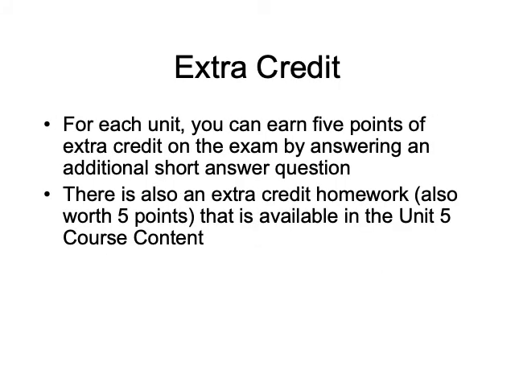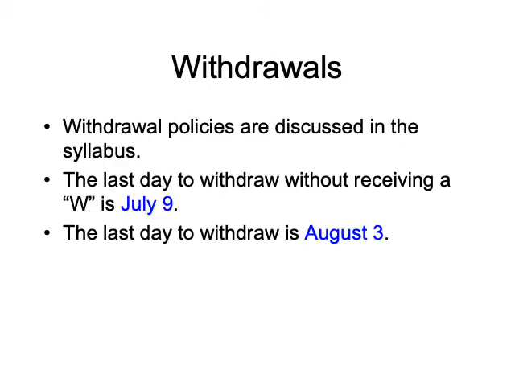For each of those exams, you can answer 1 additional question for extra credit that you haven't answered before. There's also an extra credit homework that you can do, and that will be available in Unit 5 course content. Withdrawals, you can withdraw without receiving a W, basically it doesn't show up, by July 9th. Yeah, that's Wednesday, so you've got to make the decision fast. You can withdraw with a W by August 3rd, so you've got some time if you're willing to take the W.